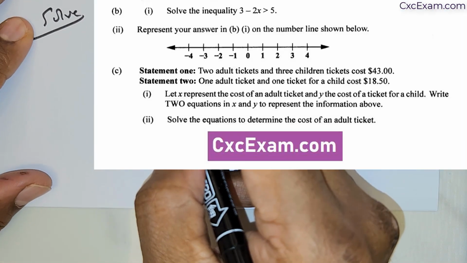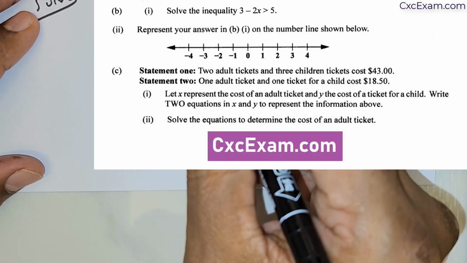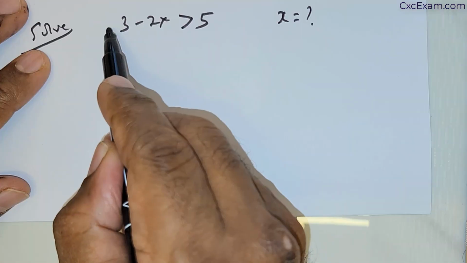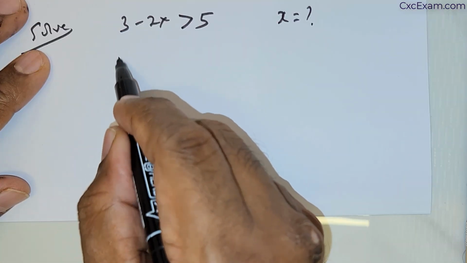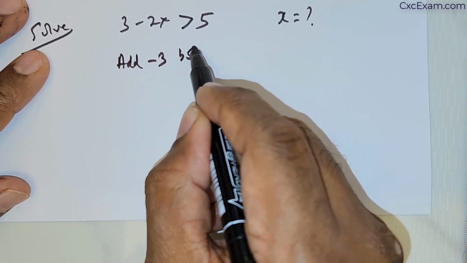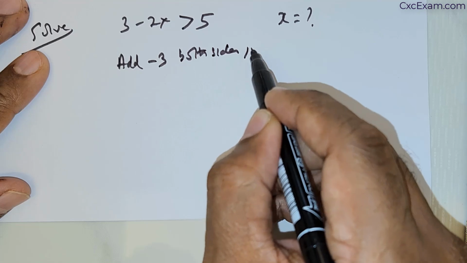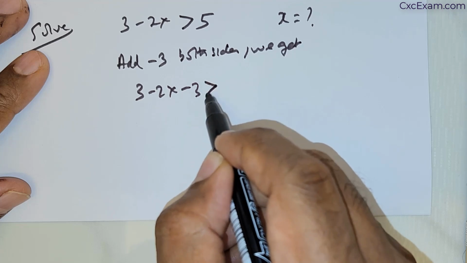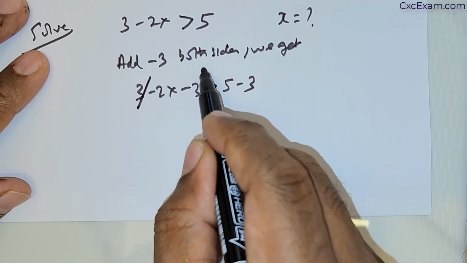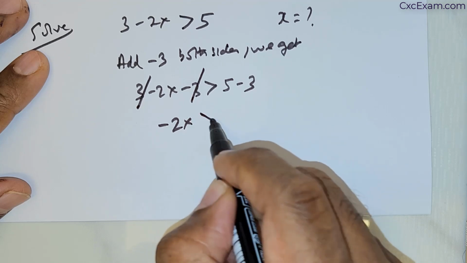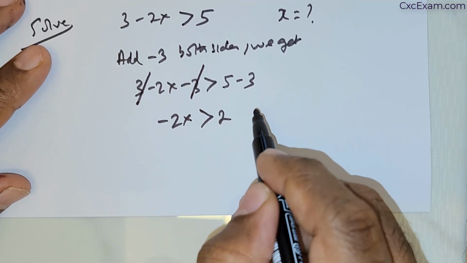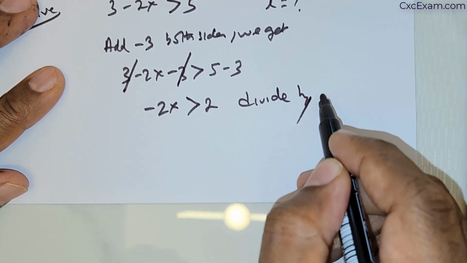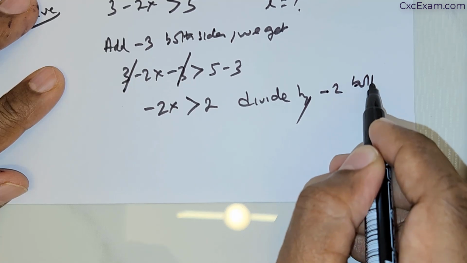We are expected to solve this inequality and get the value of x. So foremost, what I would do is get rid of this 3. So add negative 3 on both sides. So what do you get? 3 negative 2x, negative 3 greater than 5 negative 3. Positive 3 negative 3 goes off, giving me negative 2x greater than 2. Next, I want to get rid of this negative sign. So I'm going to divide by negative 2 on both sides.